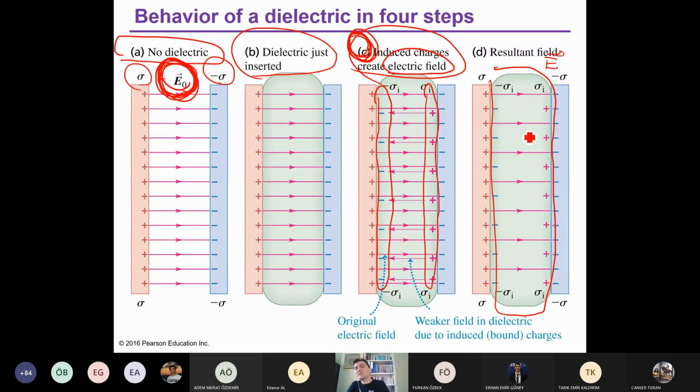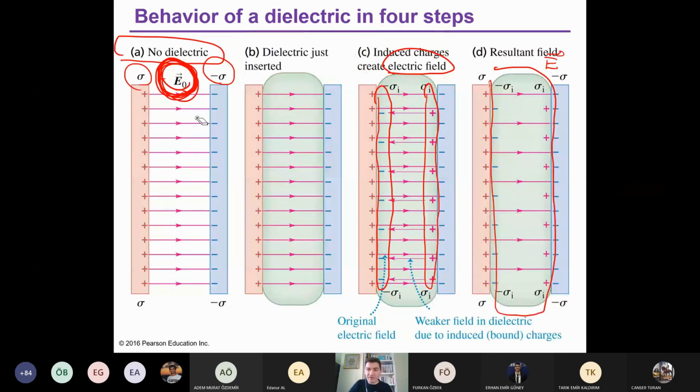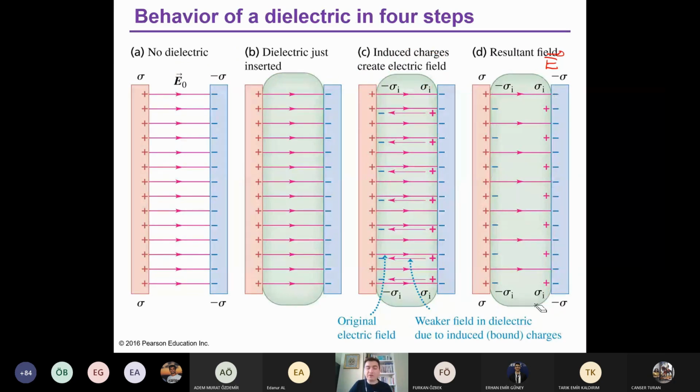We have already discussed this one in the first part of this lecture, but this nicely explains the decrease in the electric field between the plates after inserting the dielectric material, and also it explains how these induced charges occur within a dielectric material. Do you have any question here in this part?